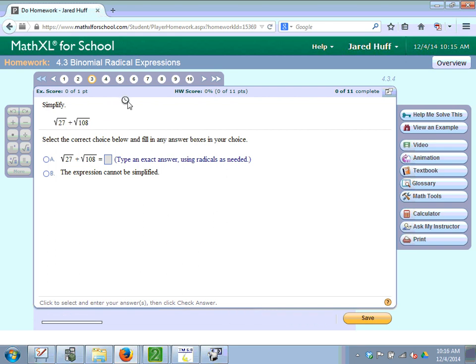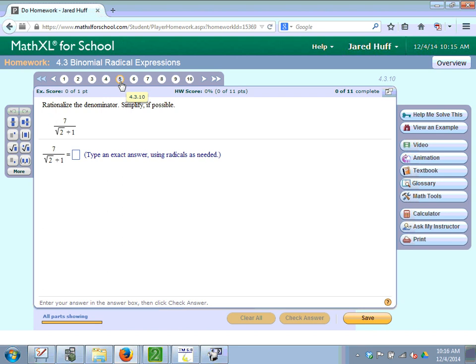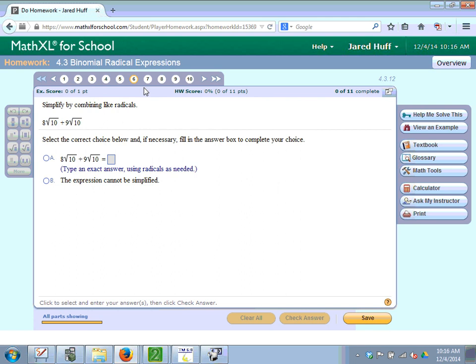The first division problem you have looks like this one. 7 divided by square root of 2 plus 1. You multiply the top and bottom by its conjugate. Not super tricky there. Here's another. No, that's an add. This is like a 10-second, even less than that. What's 8 root 10 plus 9 root 10? 17 root 10, another easy one.